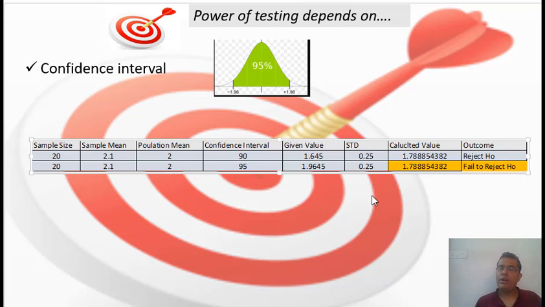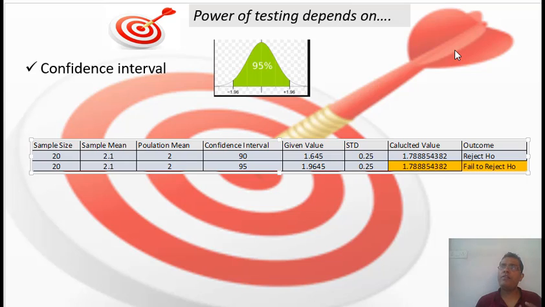So in this example, what does increasing the confidence interval imply? When I'm increasing the confidence interval, I want more surety. So even when the trans fat was more on the sample than what was mentioned on the packets, still I am not able to impose the fine. Why? Because the calculated value is less than your given value 1.9645. So it still falls in your region of acceptance. So I want more surety before I can impose the fine.